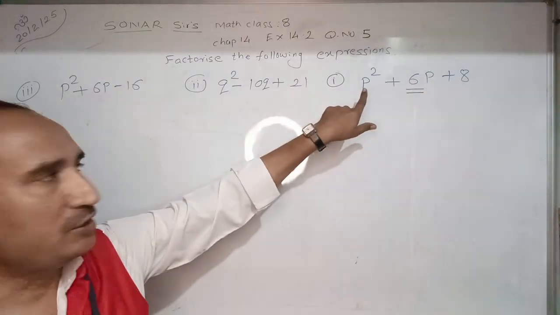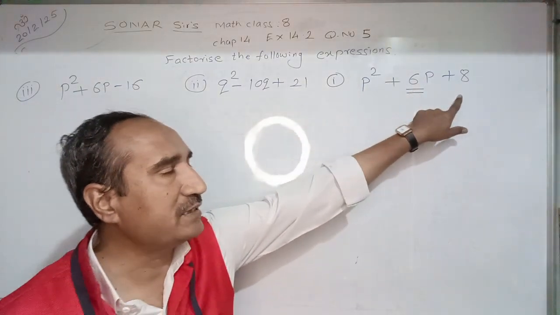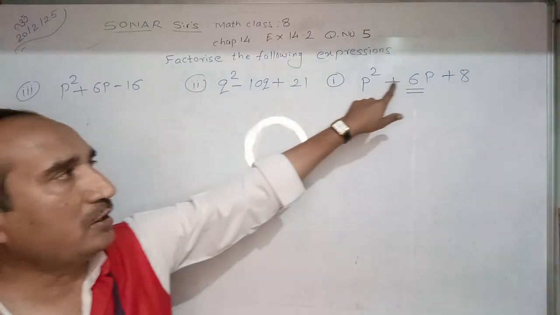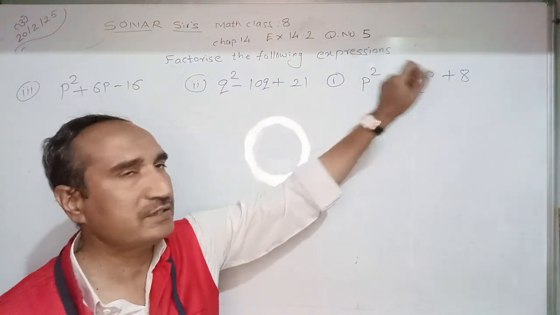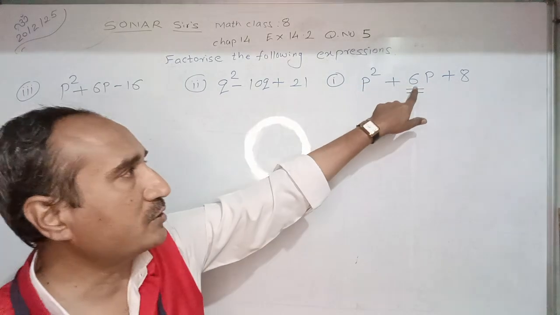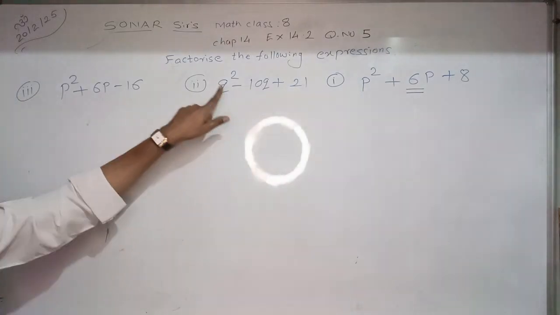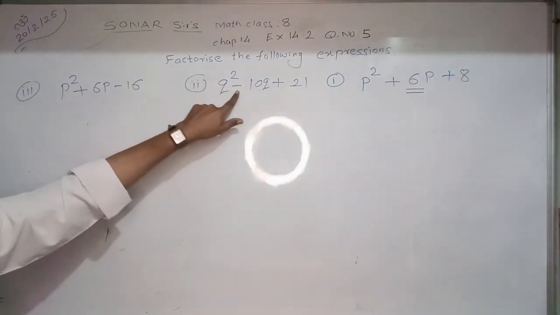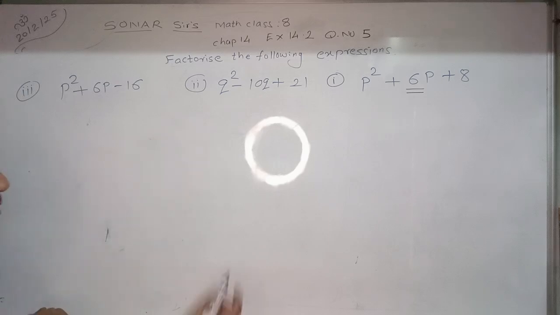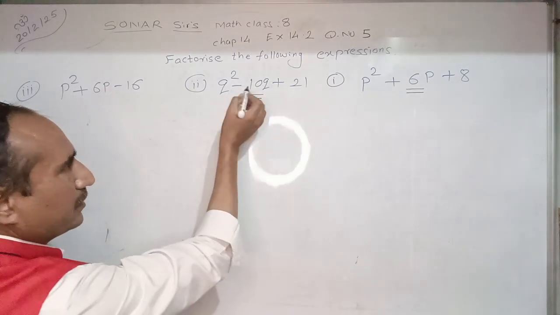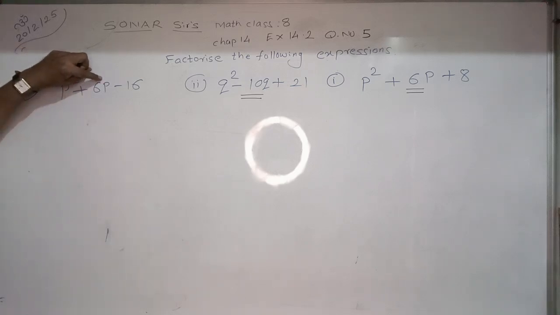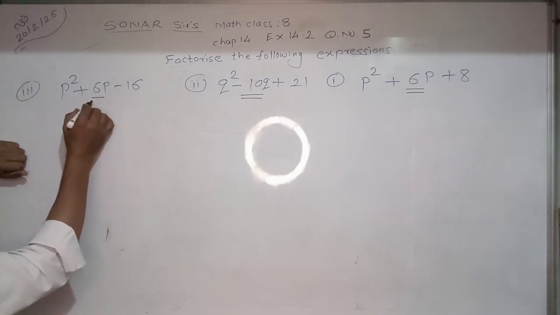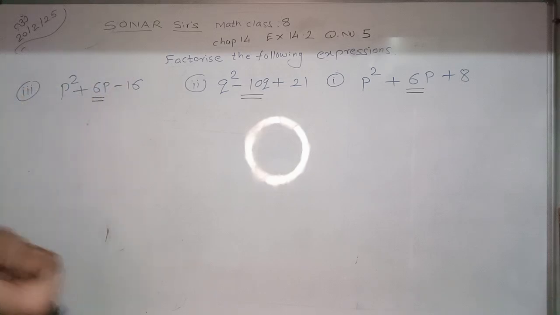Suppose here in the question p square plus 6p plus 8. So this is a quadratic expression. Here the degree is 2. Here the degree is 1. So this term is called the middle term. Here in the second question, q square minus 10q plus 21, so this minus 10q with the negative sign is called the middle term. Here again the expression is in the form p square plus 6p minus 16, so 6p is the middle term.